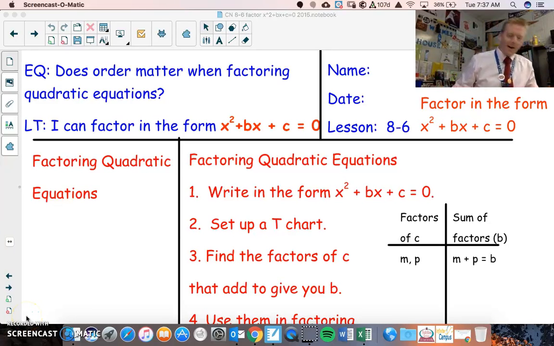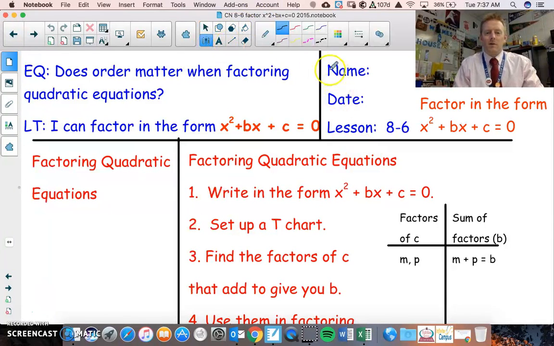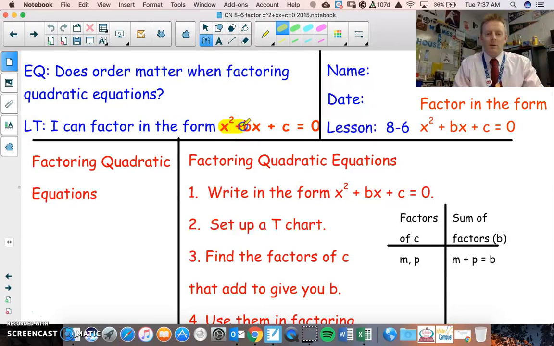Welcome to lesson 8.6. Now we're talking about factoring again in this lesson. And we're talking about factoring for this specific lesson when we are in a very specific kind of format. The format that we're looking for is if we see x squared plus bx plus c equals 0. Now b could be any number, c could be any number, but the big idea is that we do not have a coefficient for our x squared term.